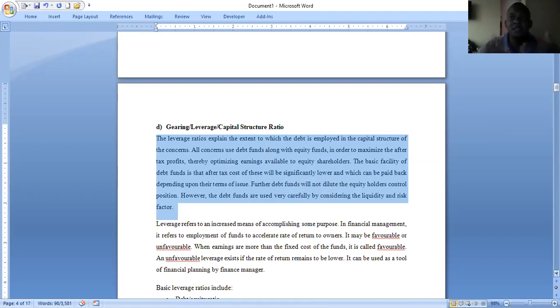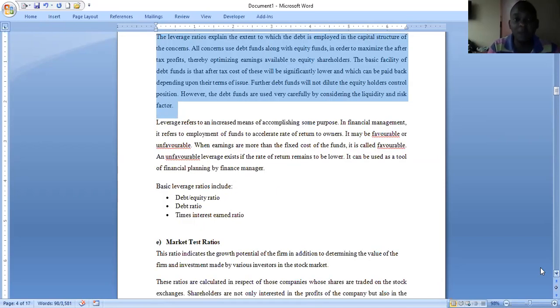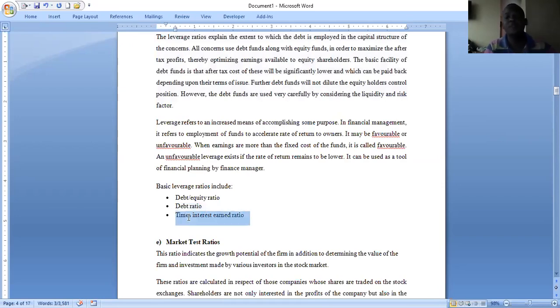So as such, the business needs to keep an optimum level of capital structure where the debt is at the optimum level. So the gearing ratios, also known as the leverage ratios, and the capital structure ratios measure this mix of debt in the capital structure of the business. Examples of leverage ratios we have are the debt to equity ratio, the debt ratio, and the times interest earned ratio, also known as the interest coverage ratio.